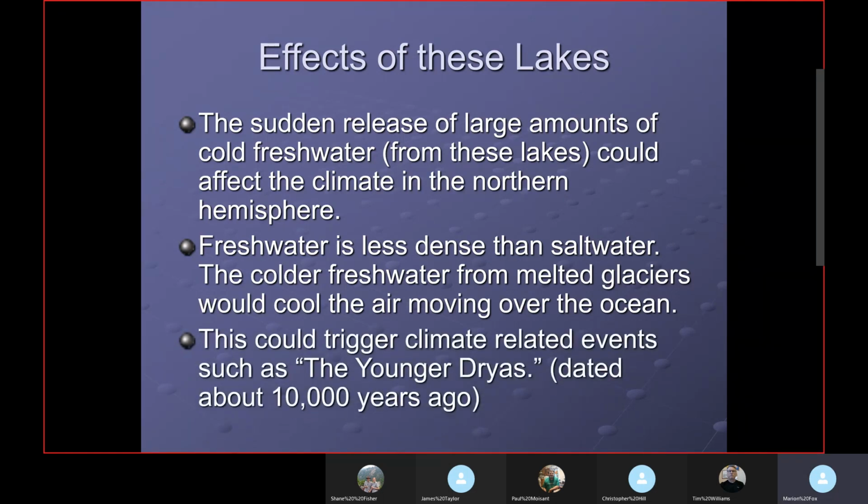This would trigger climate change, trigger climate-related events such as the Younger Dryas, dated about 10,000 years ago by the dating of the atheist, okay? And the old earth creationists would agree with that dating. I believe it's incorrect, however.